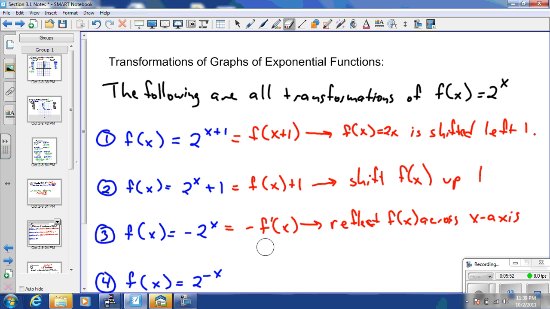And then our last one is 2 to the negative x. What this equates to is f of negative x. All we did was change this from an x to a negative x. And what that is going to do is reflect the original graph across the y-axis.